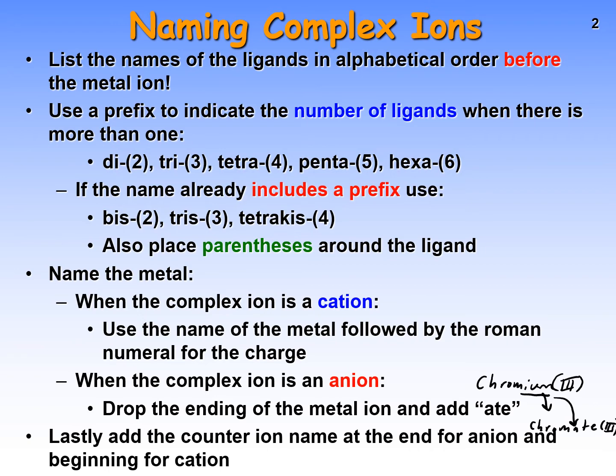Lastly, we add the counter ion name. A lot of times our complex ion has a counter ion to balance its charge and make sure it's a neutral complex. We just name that part as a normal ionic compound would. So for instance, if I have this complex ion, blah, blah, blah, and then I have Cl on the outside, then I'd name the complex ion part, and then this bit would just be chloride. Because it's outside the brackets, it doesn't become chlorido, it's just chloride.